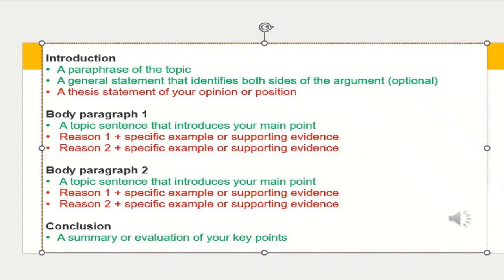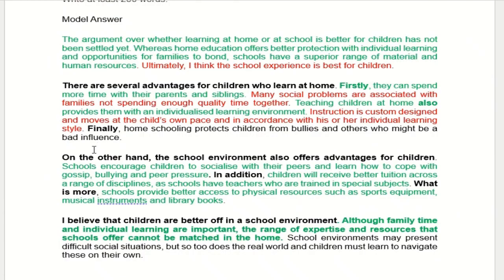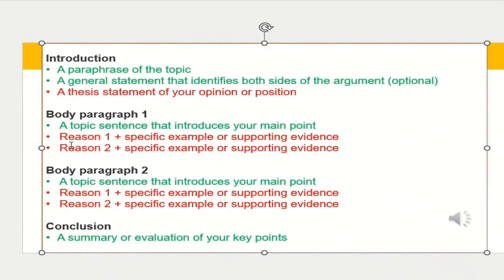All right, now let's look at body paragraph 2. You can see it also starts with a topic sentence. It says, on the other hand, the school environment also offers advantages for children. This is the topic sentence. Remember, in discursive writing, you start with a topic sentence in your first paragraph before giving your first reason and specific example, your reason 2 and specific example. In body paragraph 2, you follow the same procedure, the same convention, the same tradition. You give a topic sentence that introduces your main point, merely introduces your main point, but does not give it.